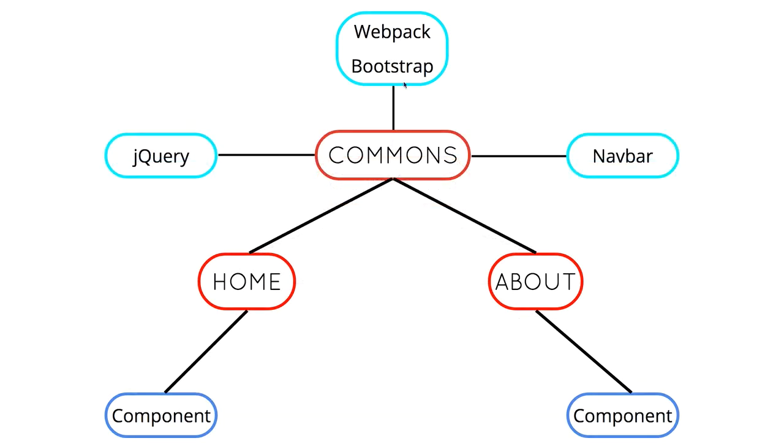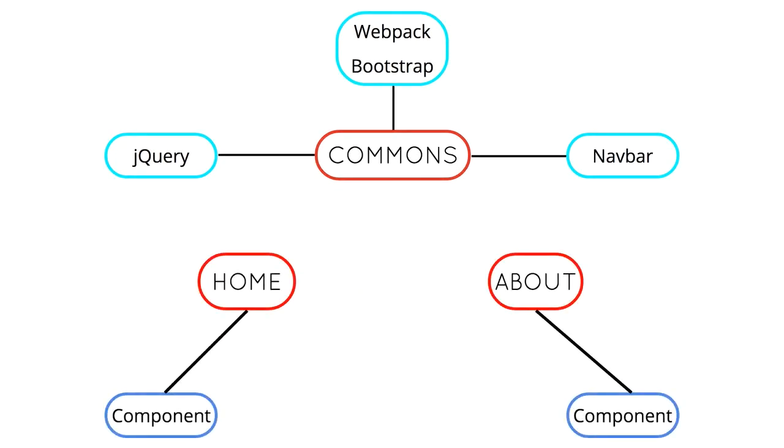So Webpack Bootstrap, again, will run first. The Commons chunk will execute next. It has the code for the navbar and jQuery inside of it, and home and about will reference the Commons plugin, or excuse me, the Commons module whenever they need to reference either of these two. And then again, they have their own independent children, which have no relation to Commons.